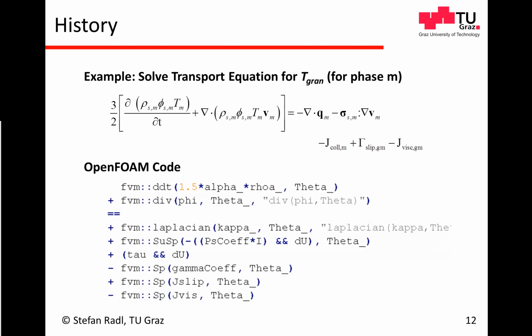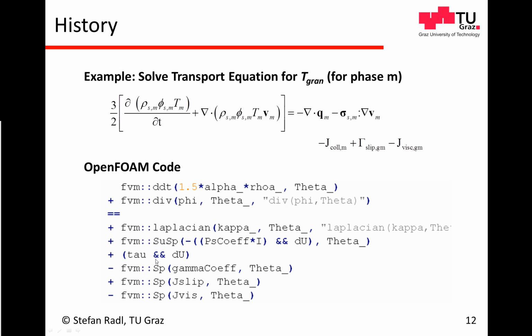The OpenFOAM code for this application, for this transport equation, would look like this. On the left-hand side, we would have this time derivative. This is in the finite volume method class. We have this functionality ddt. It makes a time derivative of this input here. The 1.5, don't be confused, is this term here. And then we have this divergence term here. This is the divergence, a convective term. Phi theta, and this is just a specification of how the term is named.